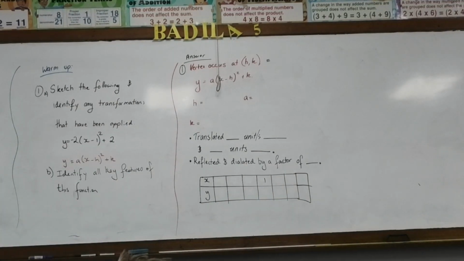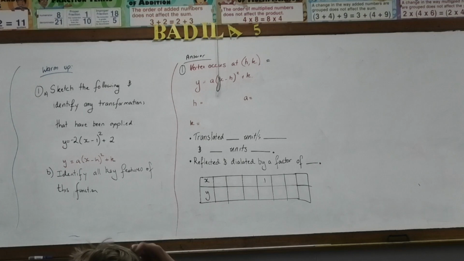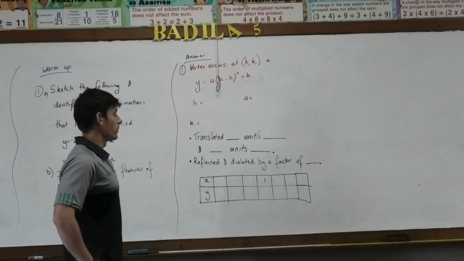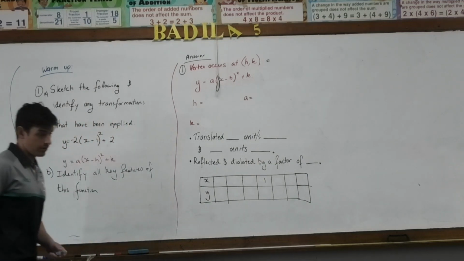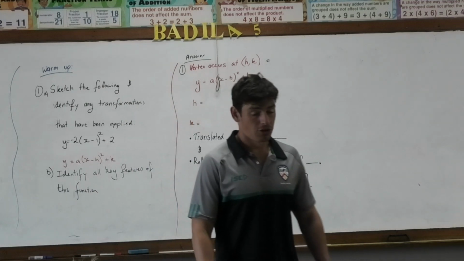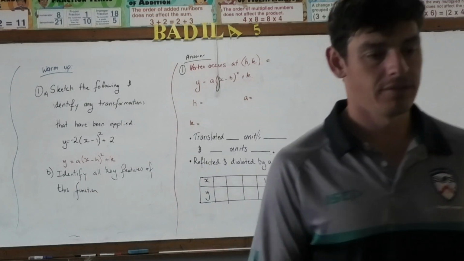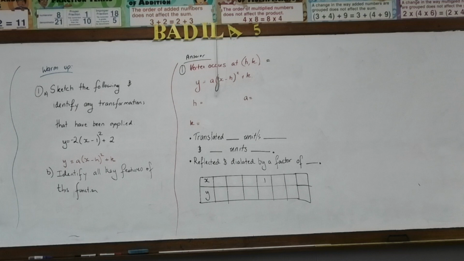Sir, is a positive 2 left or right? Positive 2 is left. Which way? What do you do with positive 2? The h value? Or two different positive 2? No, the k value would be up. So neither left nor right. That's what I mean. Yep.